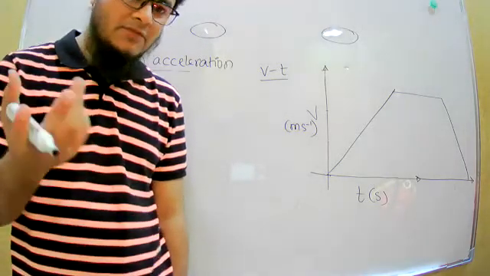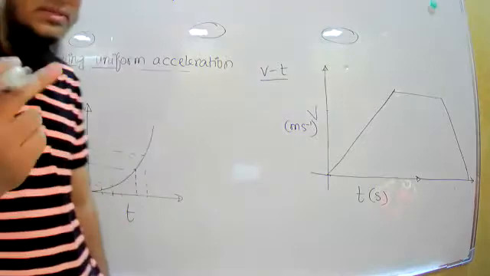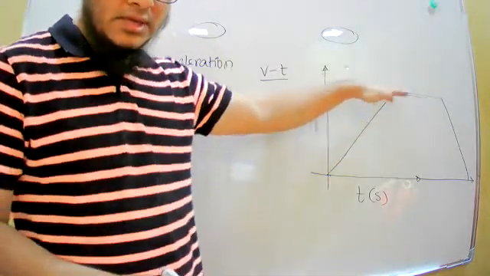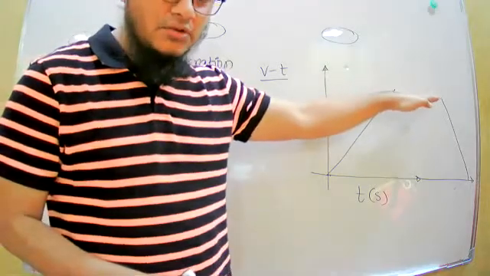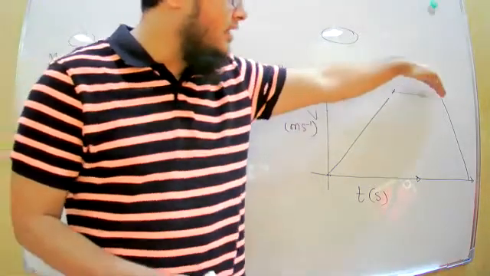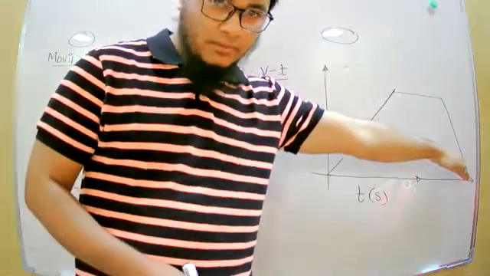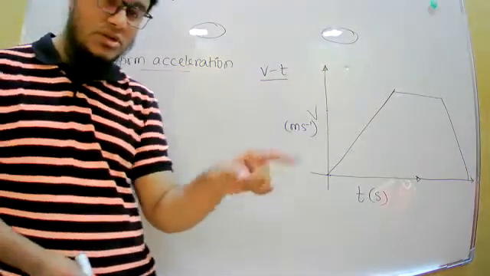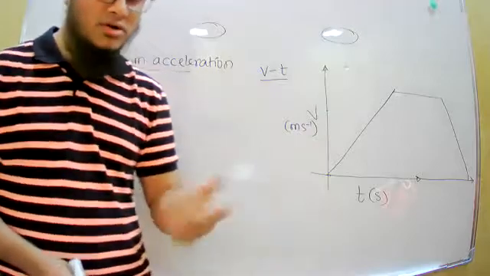Excellent. This is deceleration. This is acceleration, the velocity increasing. Here the velocity is neither increasing nor decreasing, so uniform velocity, and here the velocity is decreasing, right? So when the velocity decreases, we call it negative acceleration, also named as deceleration or retardation.